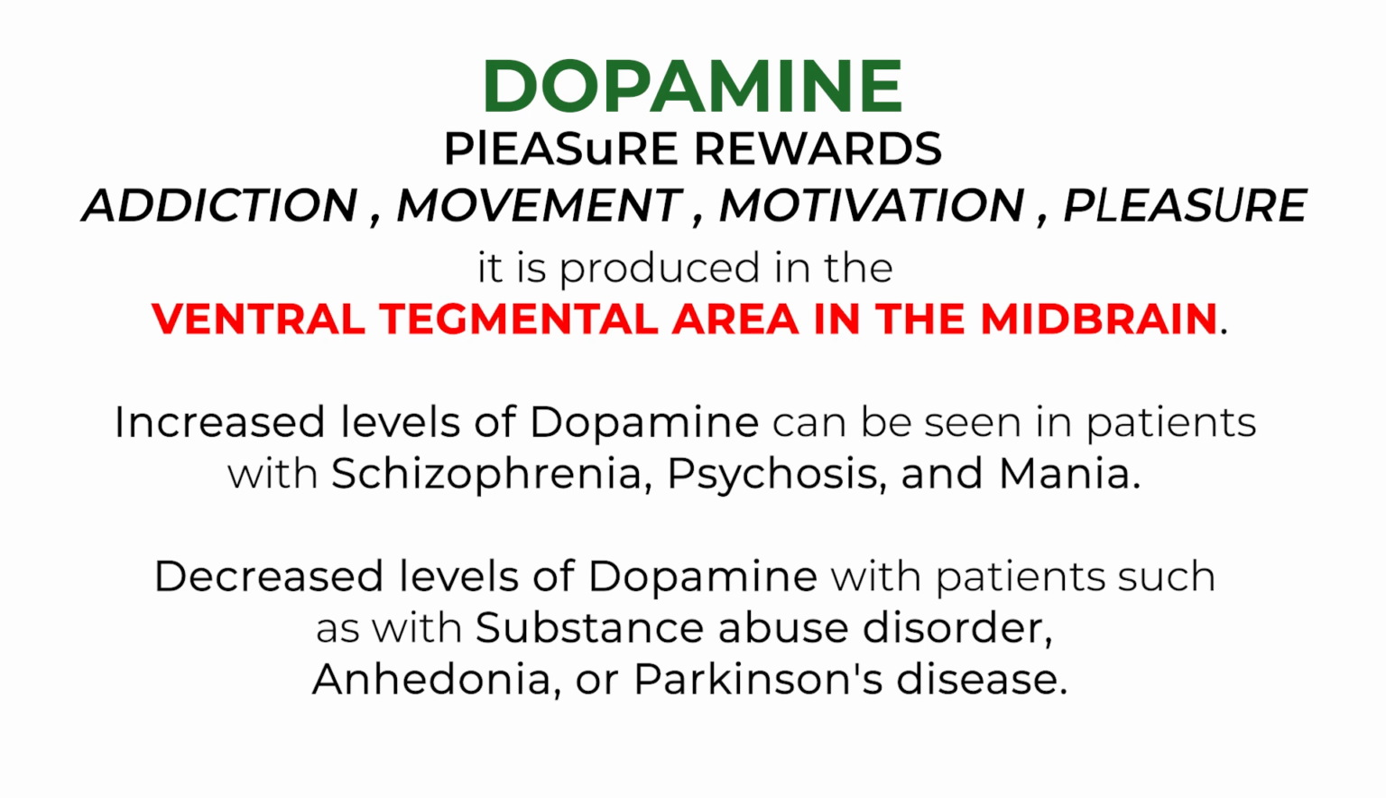Basically, we have a major video about the dopamine pathway. So when we have a high level of dopamine, we are going to see it being increased in schizophrenia, in psychosis and mania. And when we have a low level of dopamine, we can see that in patients that have substance abuse disorder, those that are presenting with anhedonia, and those that have Parkinson's disease. I'll repeat again. Increased level of dopamine should be seen in schizophrenia, psychosis, and mania. And low level of dopamine will be seen in substance abuse disorder, anhedonia, and Parkinson's disease.